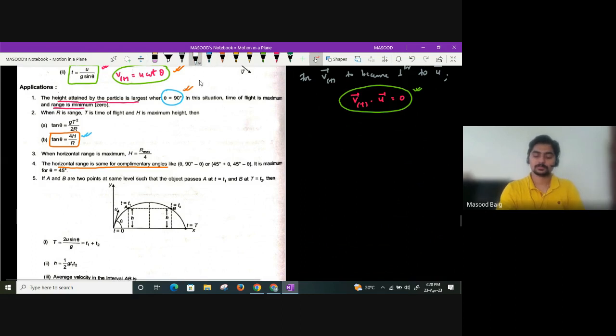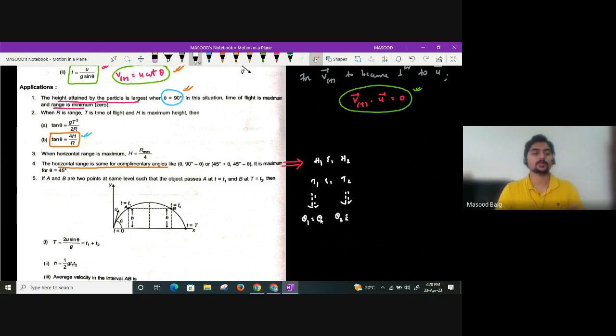Yes or no? Suppose in this case, in the case where ranges are the same, in the first case, maximum height is h1, and in the second case, maximum height is h2. In the first case, time of flight is t1. In the second case, time of flight is t2. So when is this case, beta? If you are getting the first angle of projection as theta, automatically, what would be the second angle of projection? The sum of the angles should be 90 degrees.